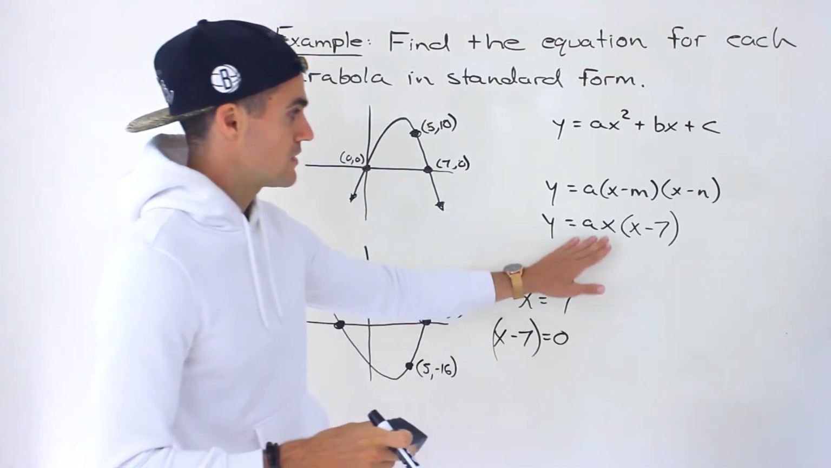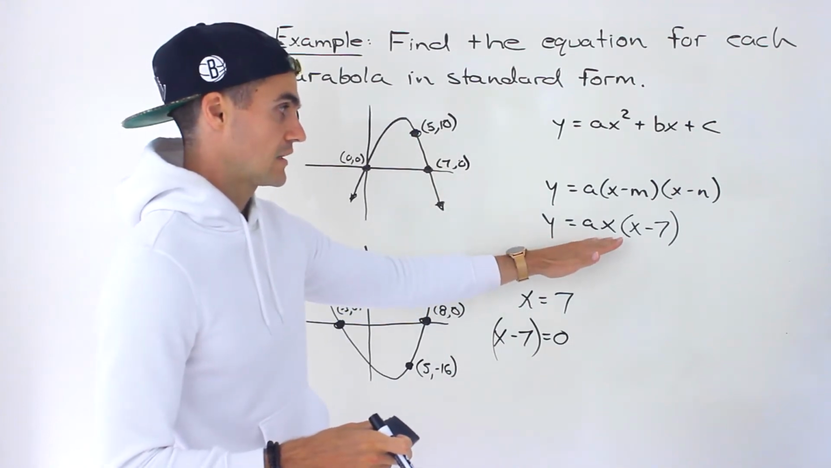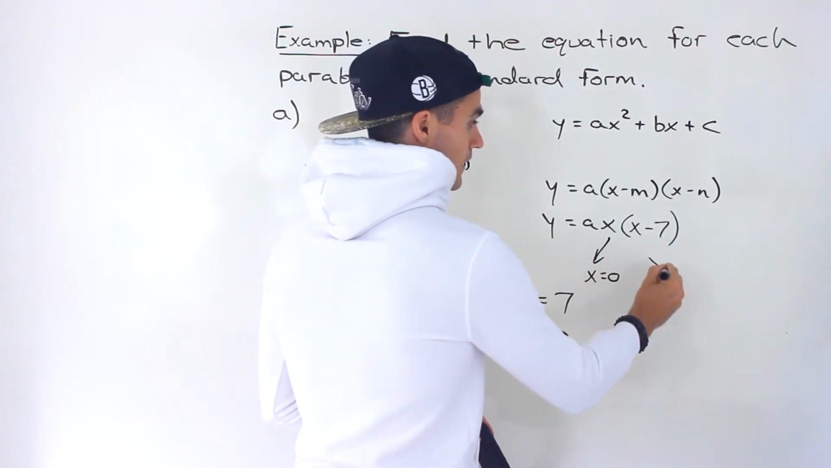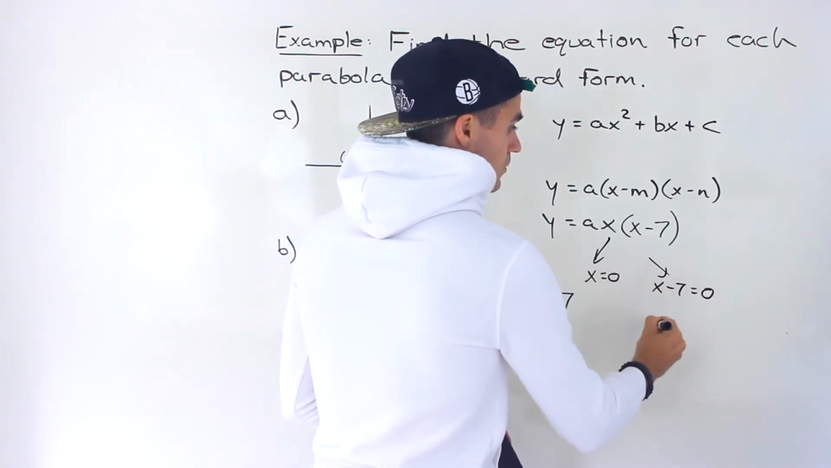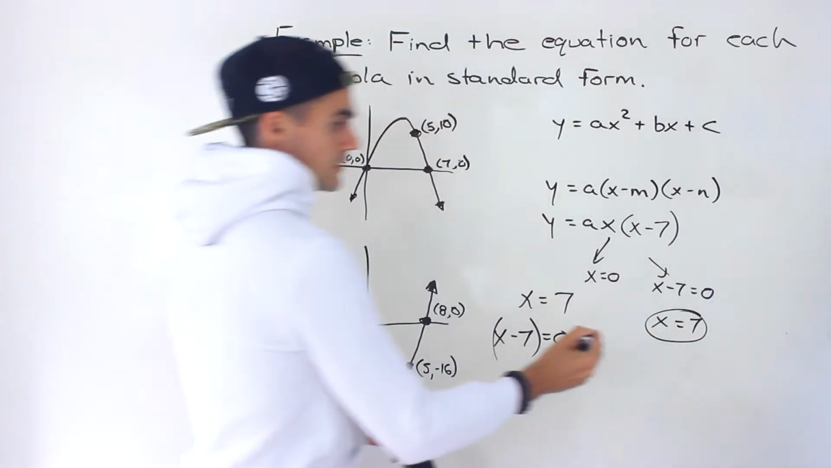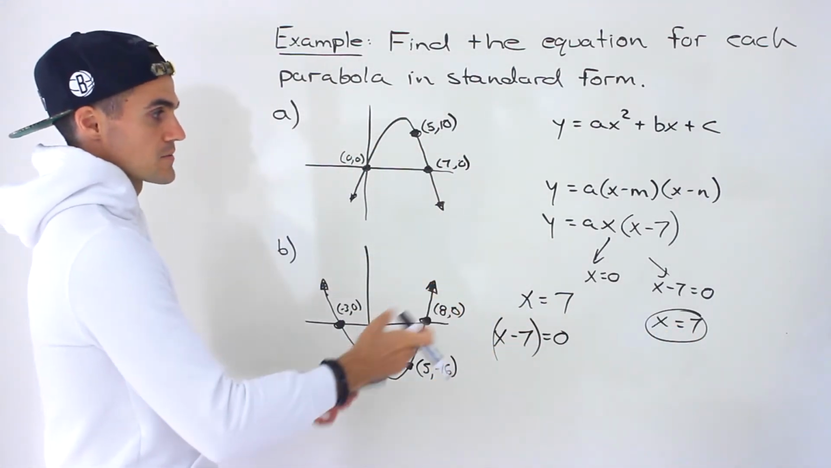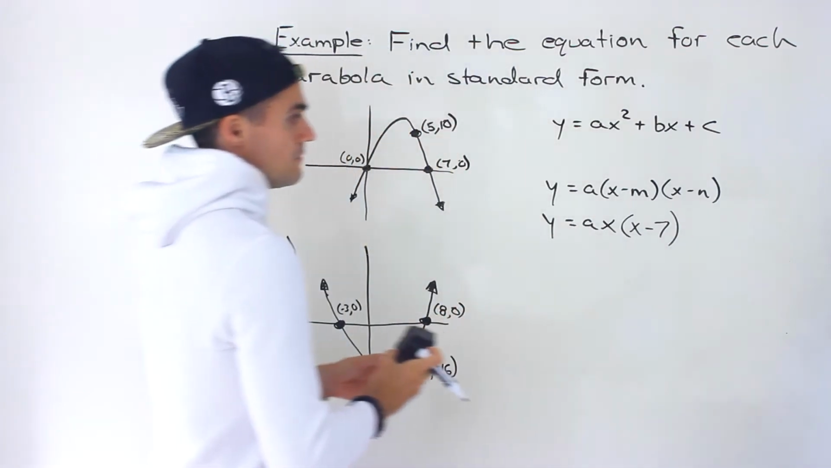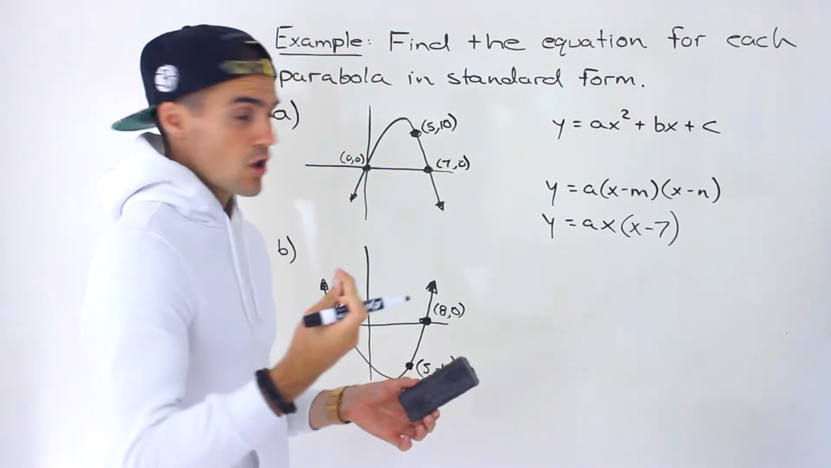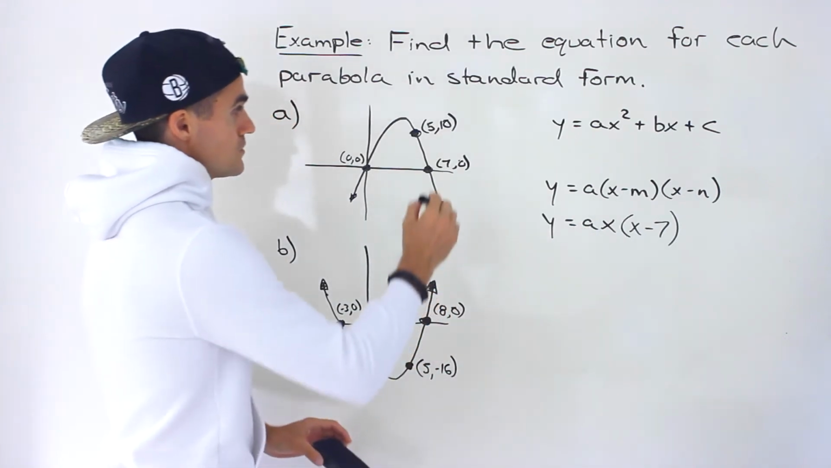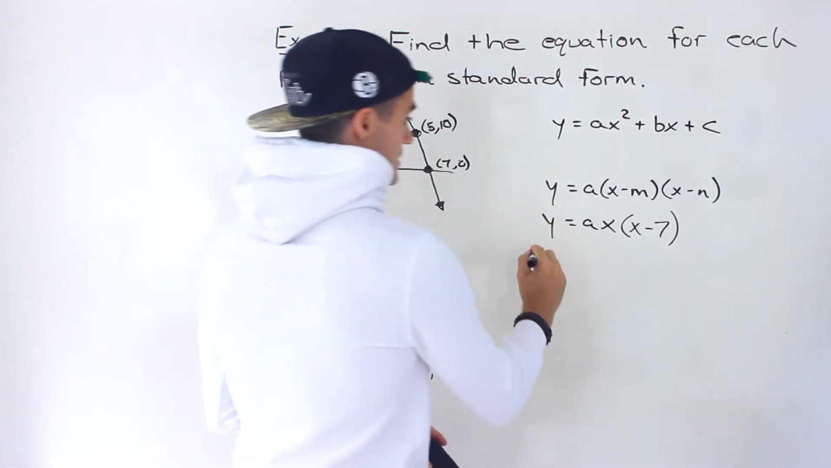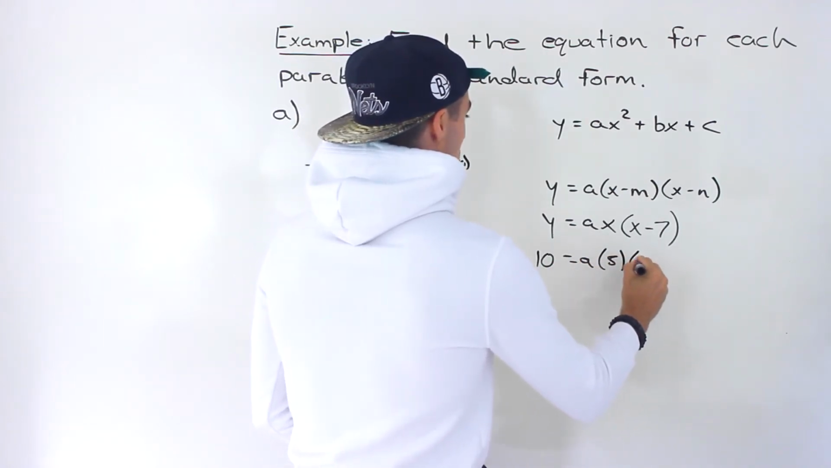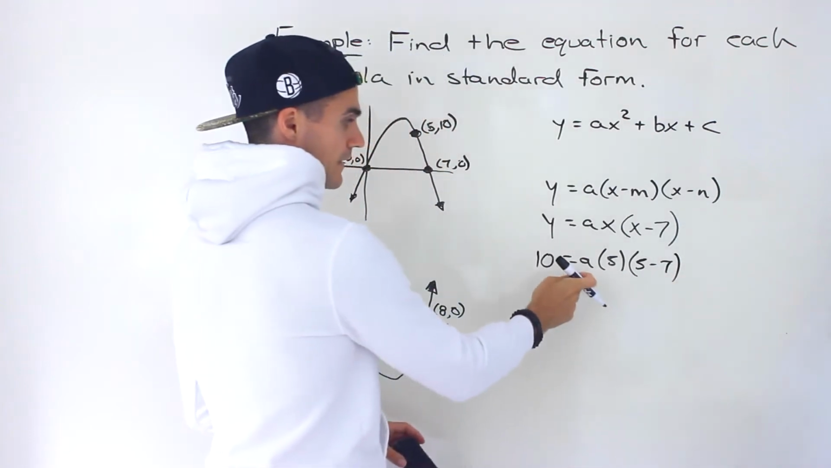If you ignore the diagram and you're given something like this, what are the x-intercepts going to be? Well, it's going to be an x value of 0, and then x minus 7 equals 0 when x is 7. So now we're just going backwards. And now that we have it in this format over here, notice the only thing that's left to solve for is this a value. And so we could take this point 5 and 10, plug in 10 for y, plug in 5 for x, and then solve for this a value.